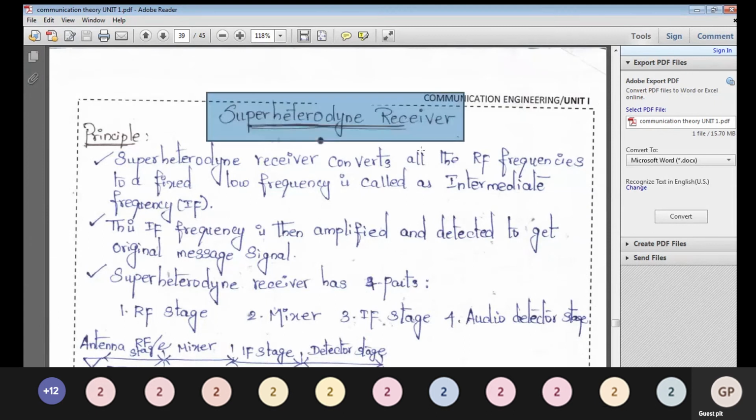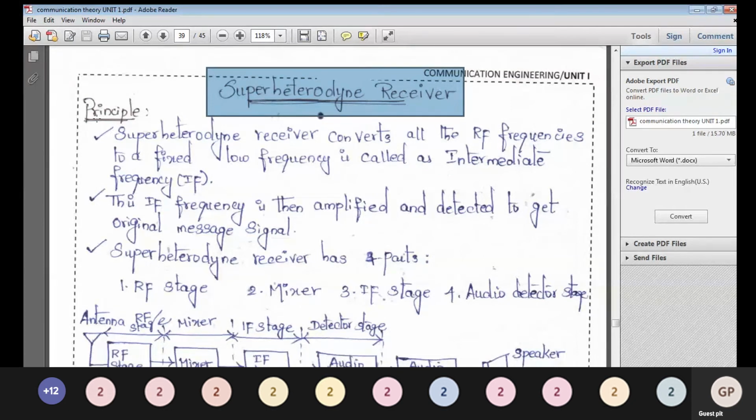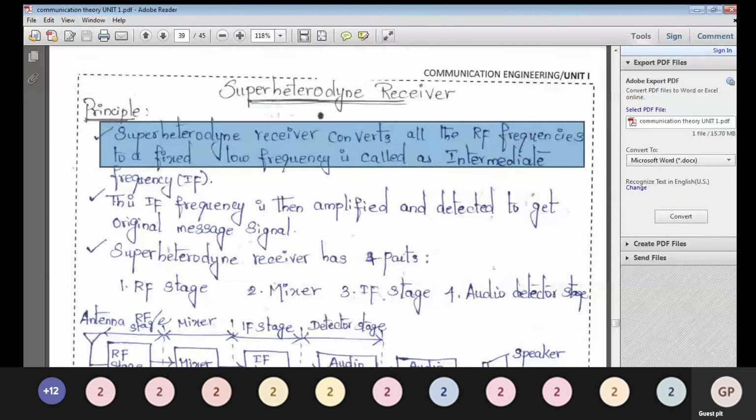So we are moving to the next method, called the superheterodyne receiver. It is used to overcome the problem of the previous method. The superheterodyne receiver converts all the RF frequencies to a fixed low frequency, called the intermediate frequency. So it first converts the received RF frequency into one intermediate frequency. This is the first step. Then the intermediate frequency is applied for amplification, detection and final recovery.